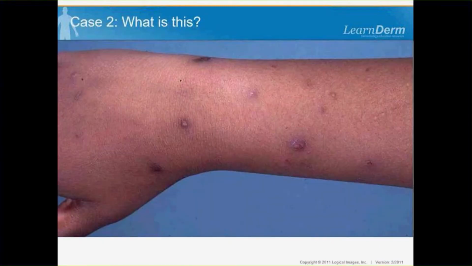So that's case one. Case two is a teenager that had widely scattered excoriated papules. So excoriations are when patients scratch, and excoriations cause erosions where you lose that superficial part of the skin, the epidermis. So if you see excoriations, you usually don't have to ask the patient if it itches. You know it itches because there's clearly signs that they've been scratching.